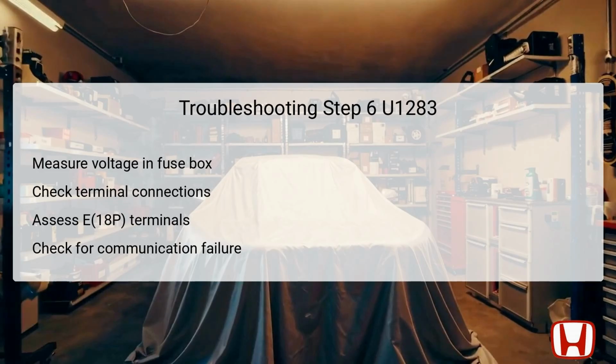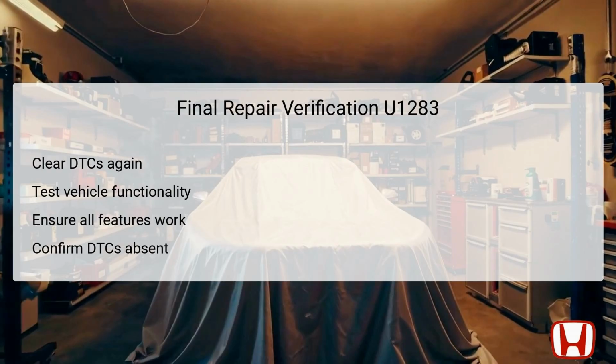If the voltage levels are appropriate, it indicates that the communication may be restored. Conversely, if voltage levels are insufficient, re-examine the wiring and connectors for issues. This last step serves as a crucial check to determine the overall health of the circuit and communication line. After completing the necessary repairs, it's vital to perform a final repair verification.